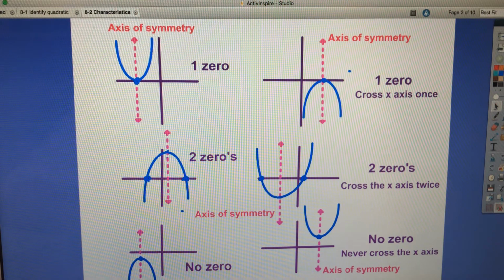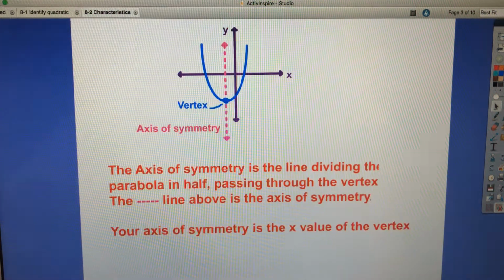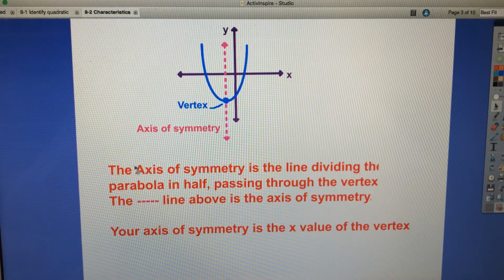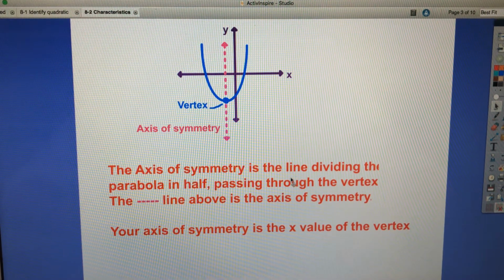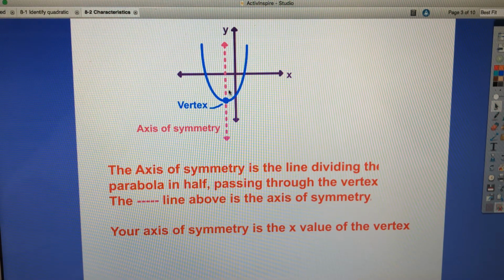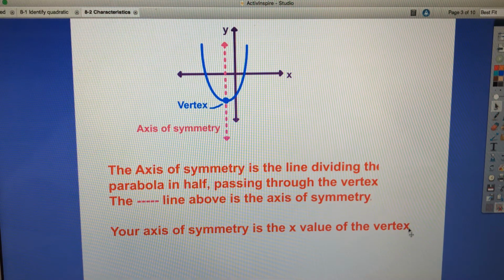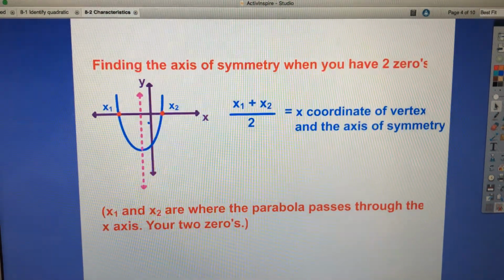But notice that all of them have an axis of symmetry, which is clearly going to be important, or I wouldn't have it there to begin with. The axis of symmetry is the line dividing the parabola in half, passing through the vertex. This dashed line above is the axis of symmetry. Your axis of symmetry is the x value of the vertex.